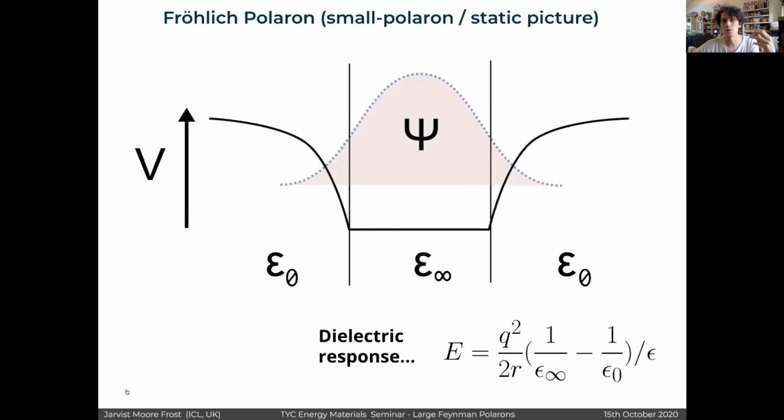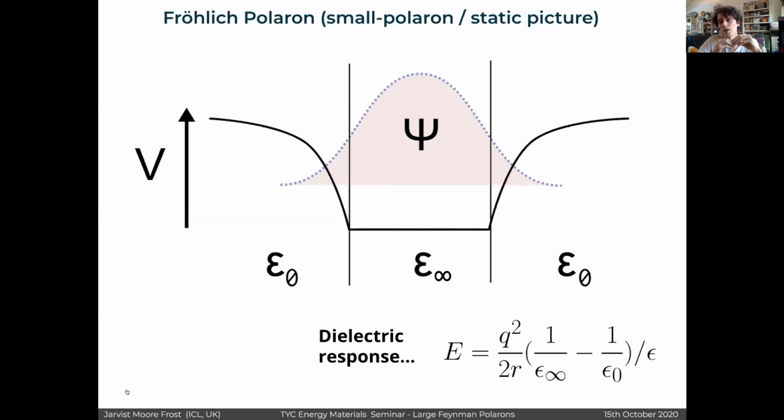This is easiest to understand if you take the limit of what's known as a small polaron, which is where the electron's kinetic energy loses. The lattice manages to fully confine the electron density. The wave function is just sitting in one part of the lattice, it's not going anywhere. And there you have this bathtub potential.